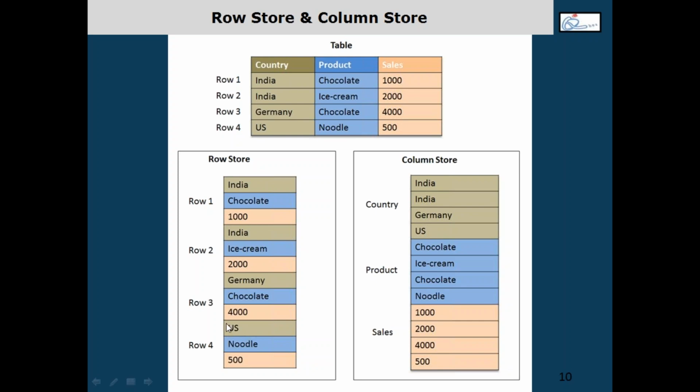If it is row store, I'll just go to the memory location where row number 4 is stored, read the whole row value, US, noodles, the value, and then give it to you.